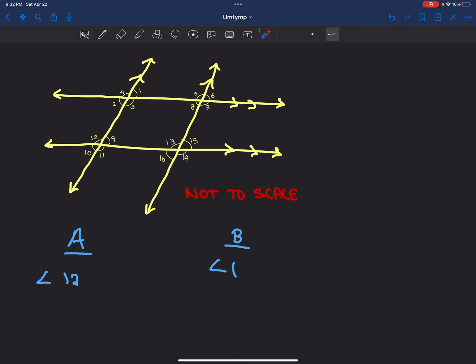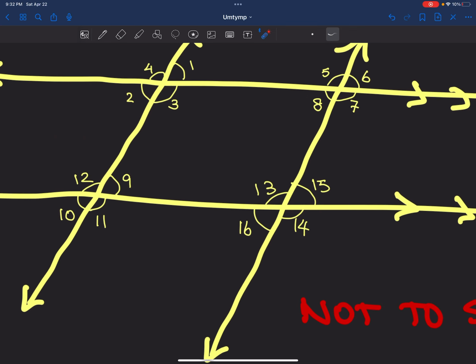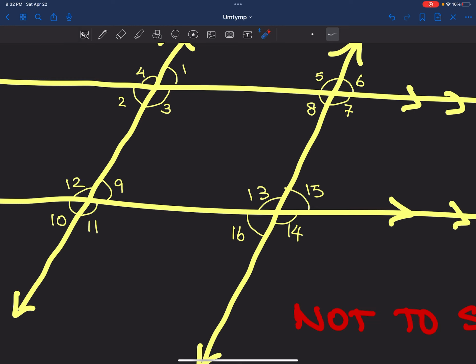Okay, the key here is that these two lines are parallel and these two lines are parallel. But this line is not parallel to this line, but that's another story. These are called transversals. I'll write them down somewhere, in the middle of it. Transversals. And the rule states that the angles opposite from each other are equal.